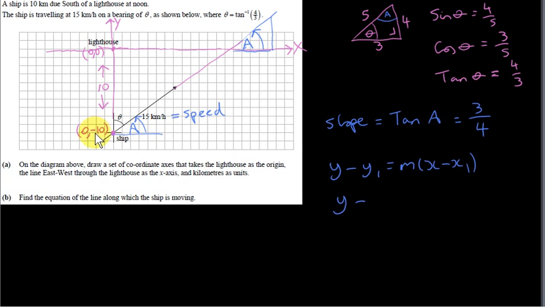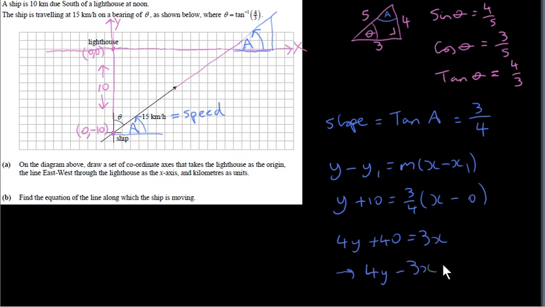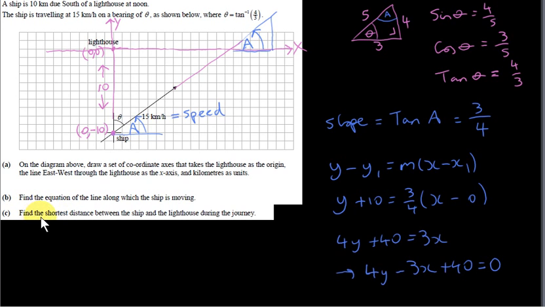So y1 is minus 10, so y minus minus 10, or y plus 10, equals the slope 3/4 times x minus x1, which is 0. Multiplying both sides by 4, we get 4y plus 40 equals 3x, or 4y minus 3x plus 40 equals 0. Part C. Find the shortest distance between the ship and the lighthouse during the journey.